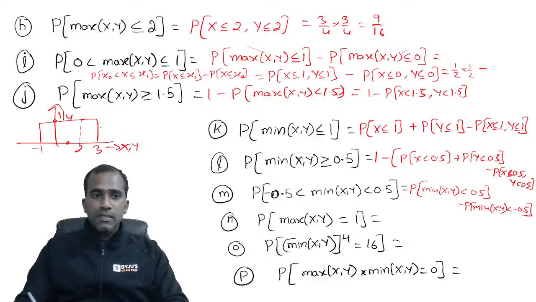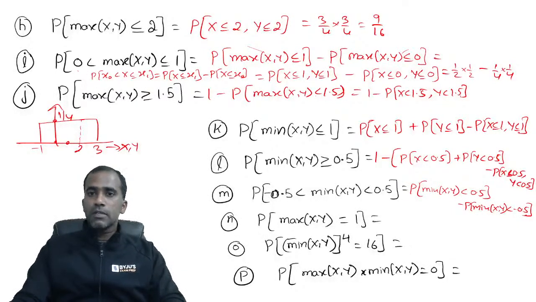And what is the probability that x is less than 0? This area is 1 into 1 by 4, so 1 by 4. Probability that y is less than 0 is also 1 by 4. I hope you're following. Joint probability is nothing but multiplication of individual probabilities because x and y are given as independent random variables. Next, 1 minus.